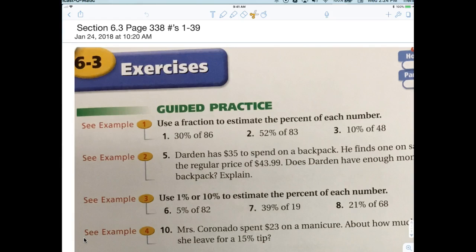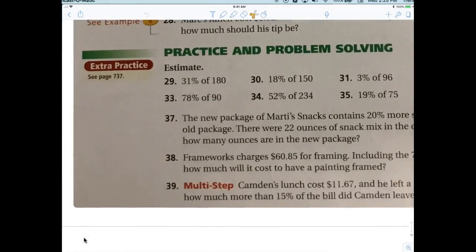All right, so look up, please. I'm going to show you something. I want everybody to make sure you can tell me this. What does 10% mean? 10 out of 100. Which then reduces to what? 1/10. So 10% means to do what? Divide by 10. 10% means to divide by 10.